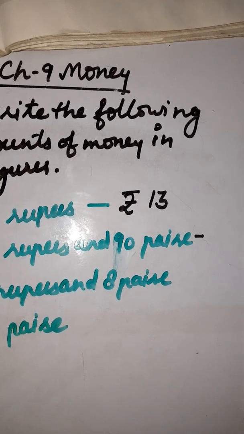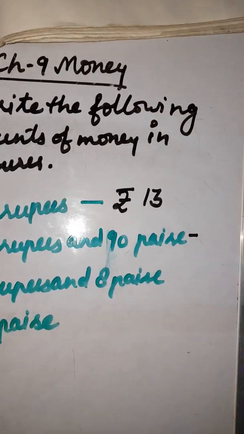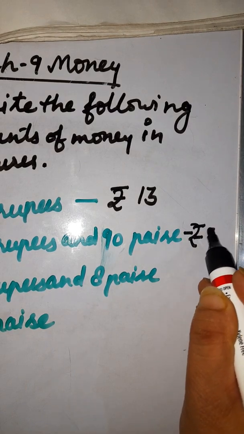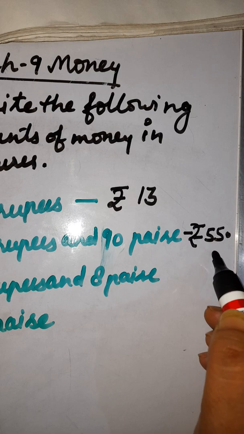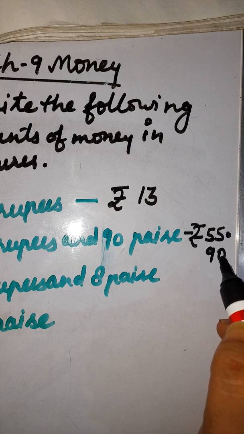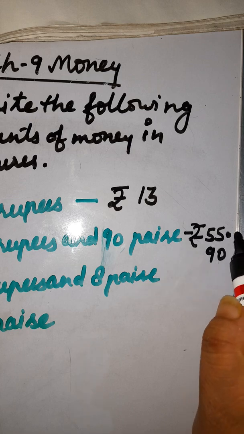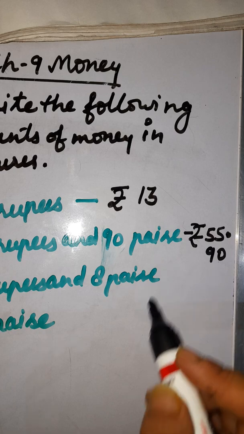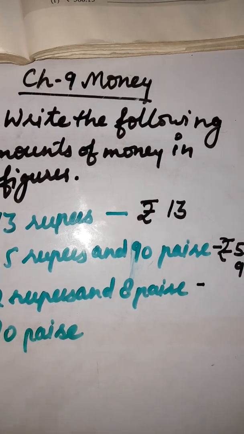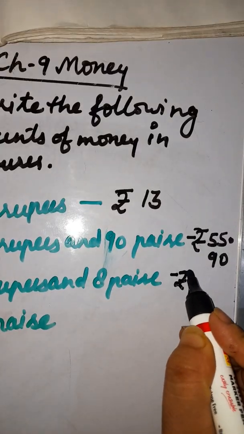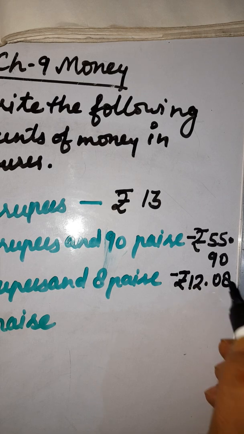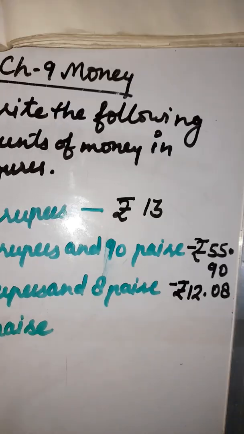Now here 55 rupees and 90 paise. So we'll write ₹55 and 90. Here I don't have space, so that's why I have written this number down. You can write this number there only. Now next one is 12 rupees and 8 paise. So I'll write here ₹12 and 8. Next is 80 paise.